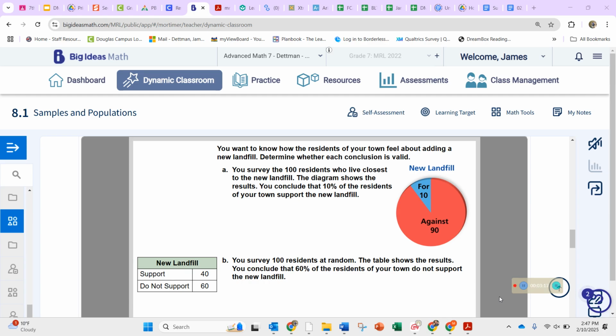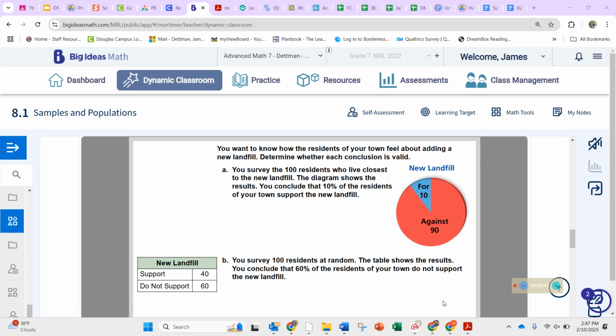So A, it says you survey 100 residents. That's people who live, right? People who have houses and rent, who live closest to the new landfill. The diagram shows the results. You conclude that 10% of the residents of your hometown support the new landfill. All right, so you can see that. We have 10 people for it, 90 are against. So here you go. Look at B.